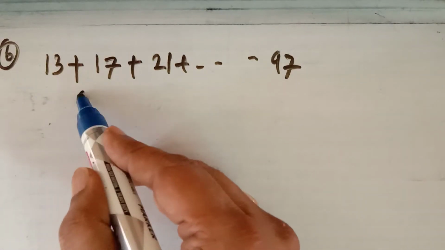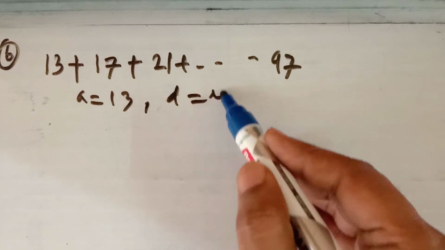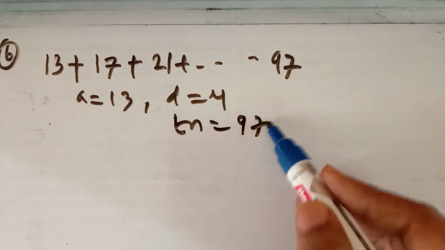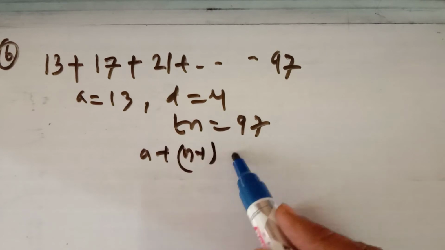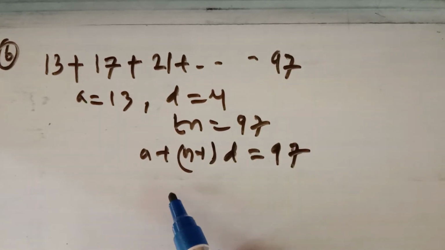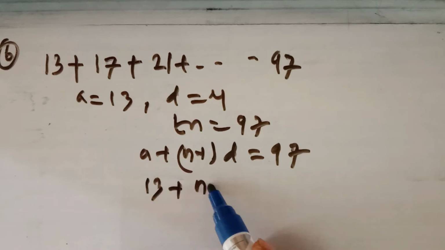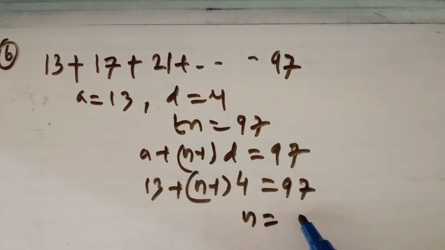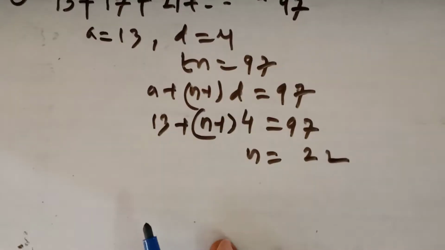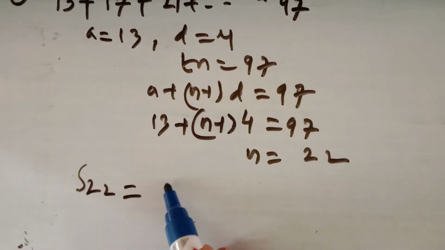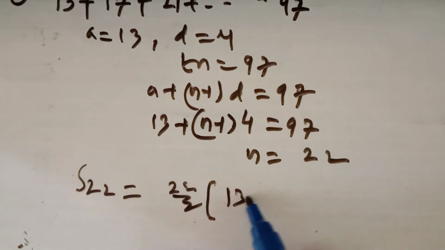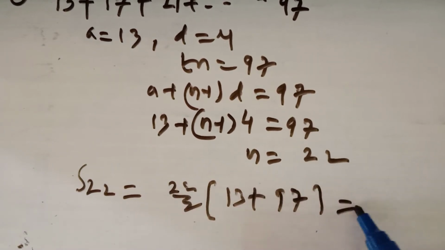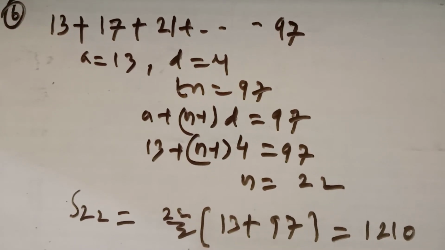You know the first term is 13, the common difference is 4, the nth term is 97, and this type of question you know how to do. This question is just class 10th standard. You can easily find the number of terms. The common difference is 4, and the number of terms is coming out to be 22. Now you can easily find the sum of these 22 terms, which is n by 2 into a plus l. A is 13 and l is 97, and you get 1210, the sum of the 2-digit numbers which are divisible by 4 leaving 1 as a remainder.